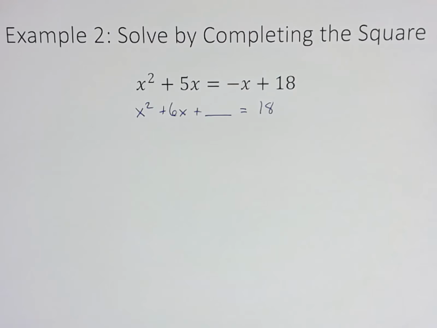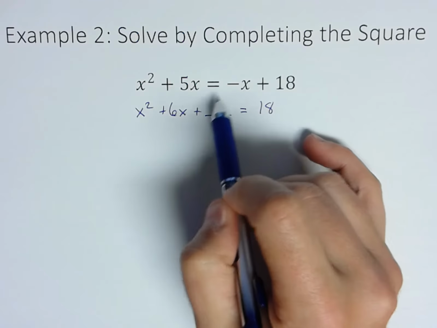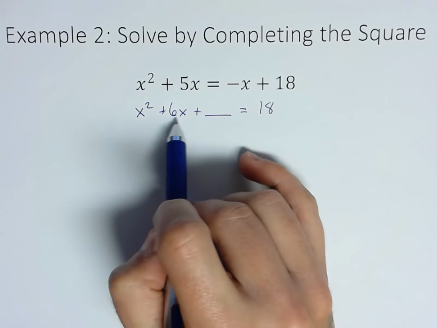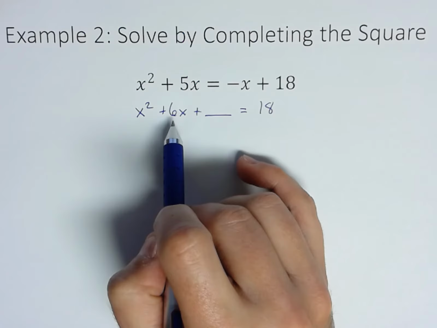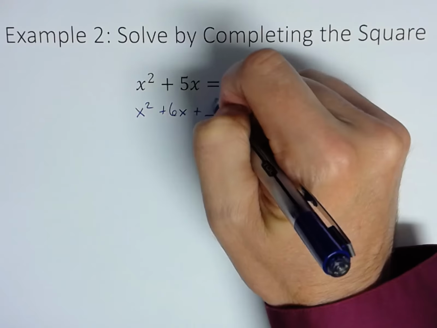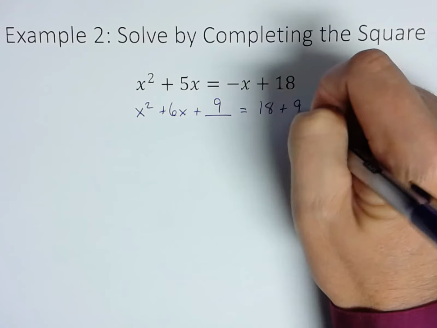Now, I hope we're feeling pretty comfortable. What goes in the box? Well, this middle number, this middle coefficient determines that. So half of 6 is 3, square 3, and we get 9. So we're going to add 9 to both sides of our equation.